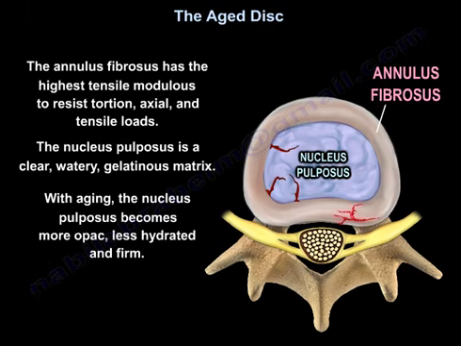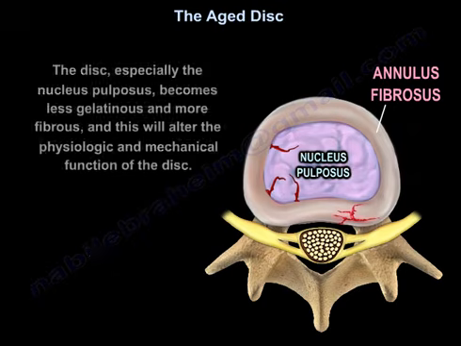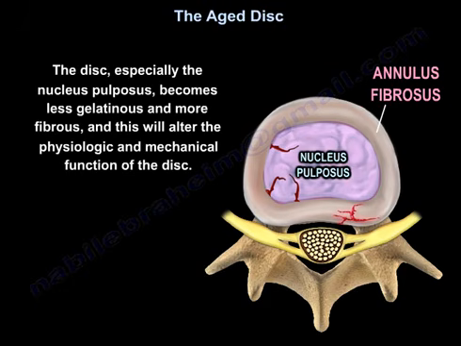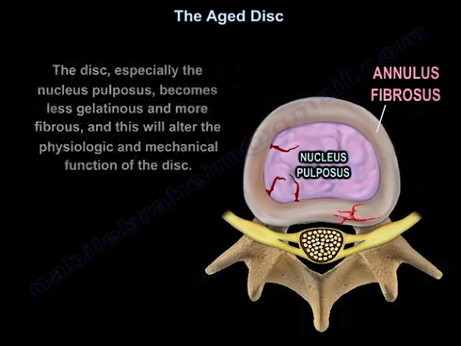The nucleus pulposus is a clear, watery, gelatinous matrix. With aging, the nucleus pulposus becomes more opaque, less hydrated, and firm. The disc, especially the nucleus pulposus, becomes less gelatinous and more fibrous. And this will alter the physiologic and the mechanical function of the disc.